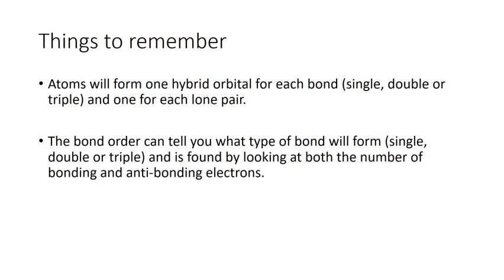So kind of the takeaways here, things to remember: atoms will form one hybrid orbital for each bond and one hybrid orbital for each lone pair. The bond order can tell you what type of bond will form and is found by looking at both the number of bonding and anti-bonding electrons.